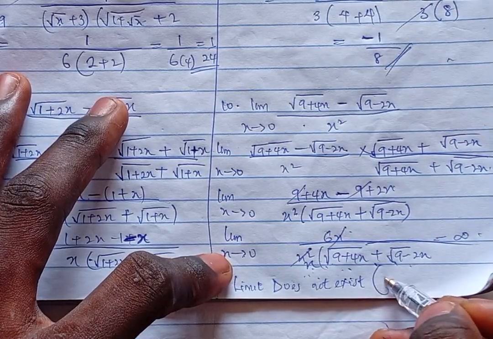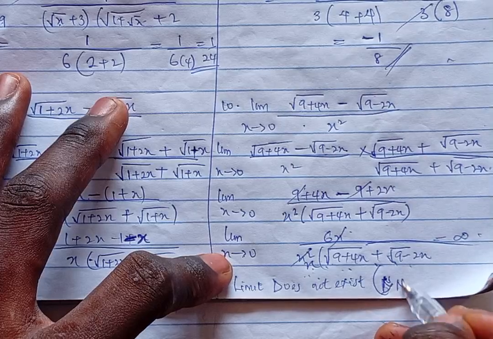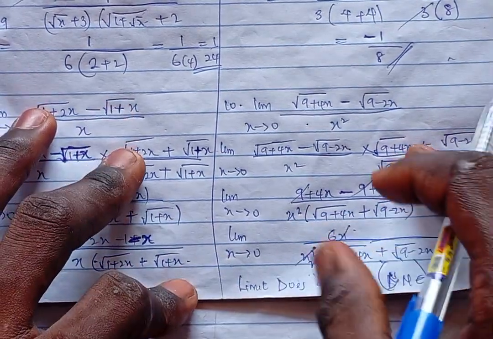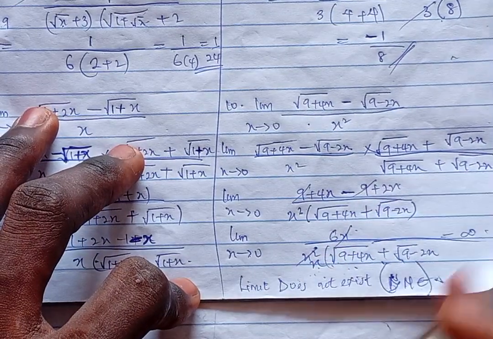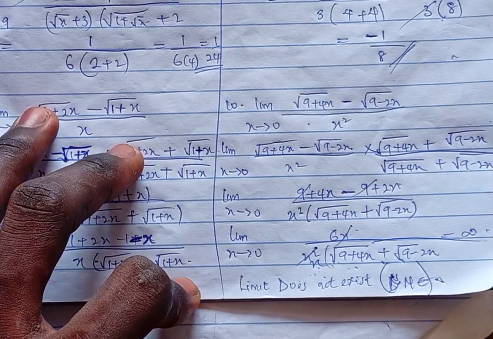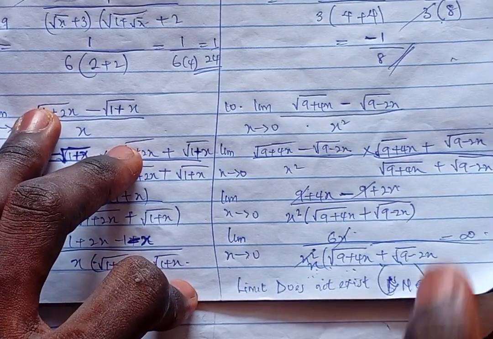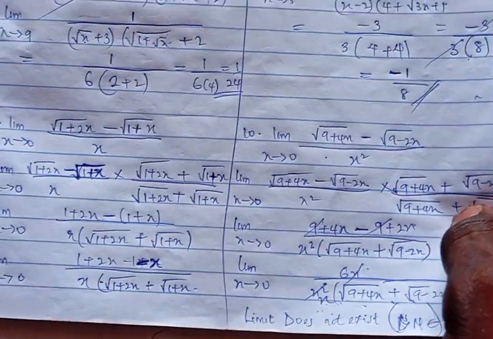The limit does not exist. That's the conclusion for this type of question, because we have 6 divided by 0 and that is infinity, so it means it doesn't have a limit. Okay, so that's how you can use the rationalization method to solve limit problems.